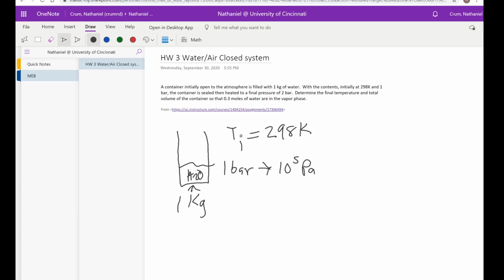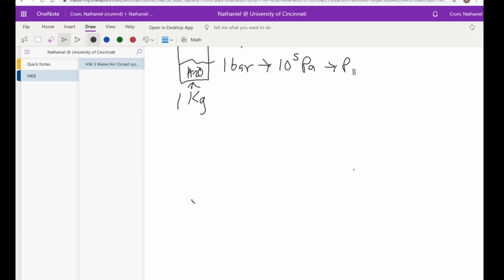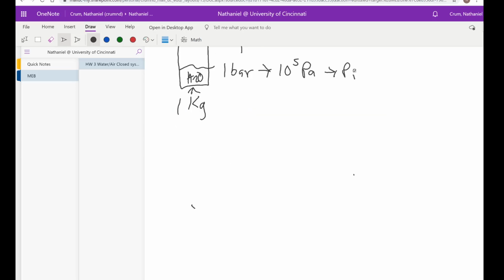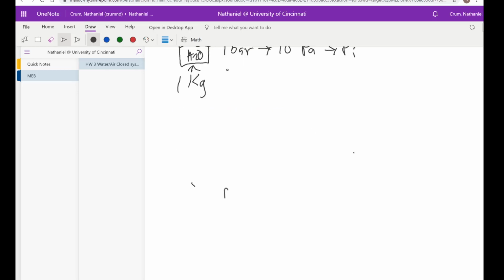And we know that the container is sealed and heated to a final pressure of 2 bar, which, this is our initial pressure, and this is our final pressure.